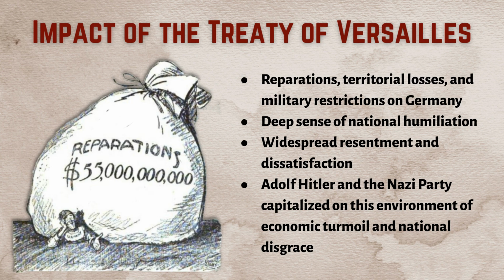Adolf Hitler and the Nazi Party were able to gain support by promising to overturn the treaty, restore Germany's national pride, and rebuild its military and economy. So, while the Treaty of Versailles was intended to create lasting peace after World War I, it instead contributed to instability and helped lay the foundation for future conflict.